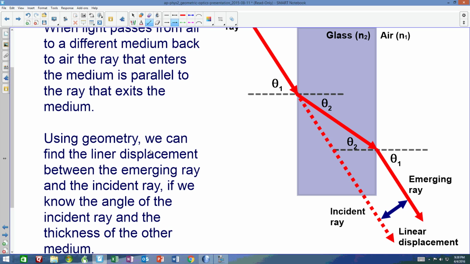And this is why when you see that picture of the Barbie doll that looks like she's cut in half when she's in a glass of water, that's essentially what's happening. The light rays are coming from the Barbie doll, they're hitting the glass, they're bending as they go through the glass, then they're bending again as they go from glass to air, and it causes a linear shift of those light rays. So using geometry, we can find the linear displacement between the emerging ray and the incident ray if we know the angle of the incident ray and the thickness of the material. By knowing those things, you can find out how much that shift is.